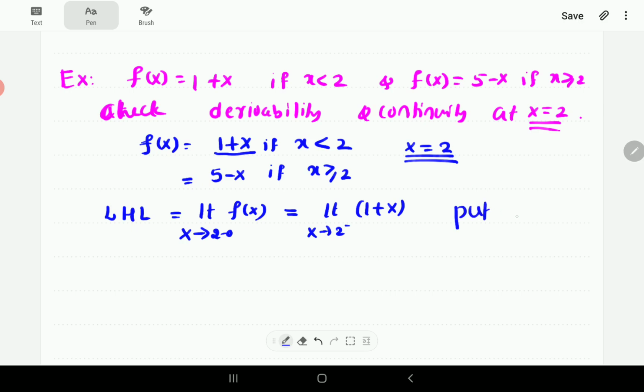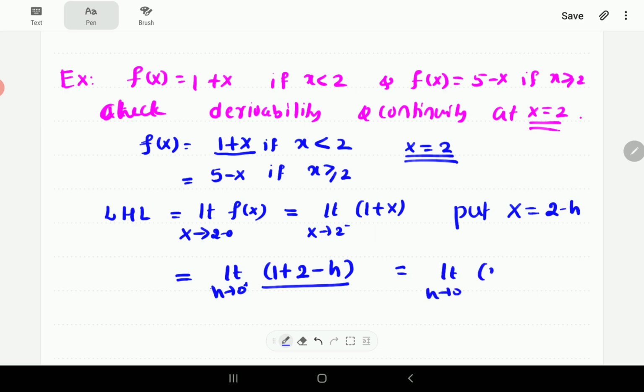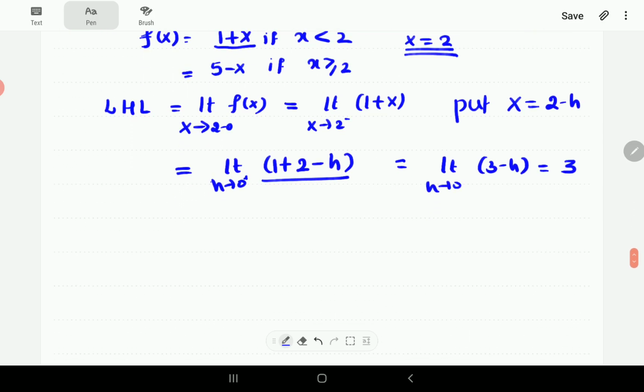That is fine. Okay. So now, since we have to check at x equal to 2, put x equal to 2 minus h, and h is greater than 0. So wherever x is there, I'm going to put this. So this will be the limit of 1 plus 2 minus h. As x tends to 2, h will be tending to 0. So what do you get? This is 3 minus h, the limit as h tends to 0 of 3 minus h. As h tends to 0, this will be 3 minus 0, which is equal to 3. This is your left hand limit.